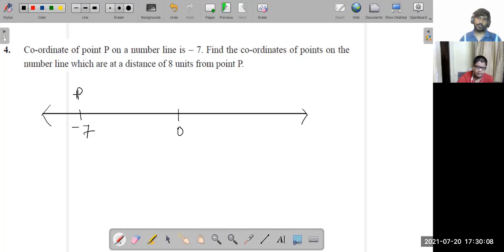One would be -15, and the other one would be 1. Correct.